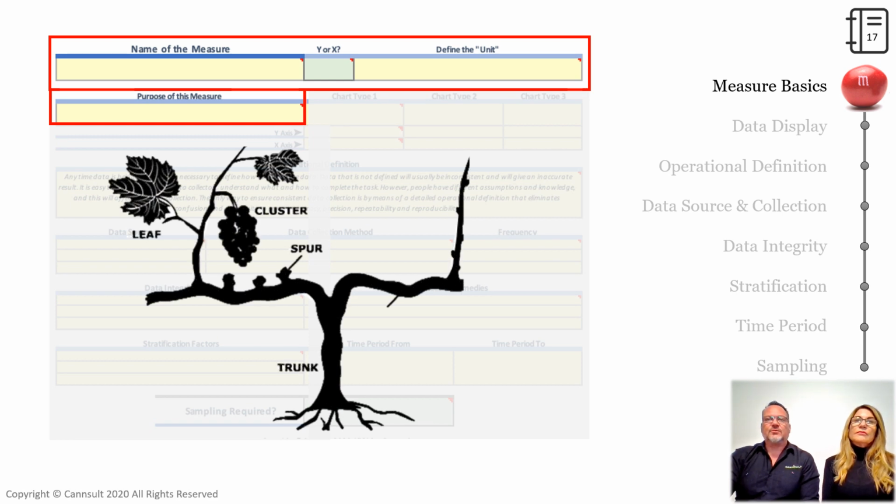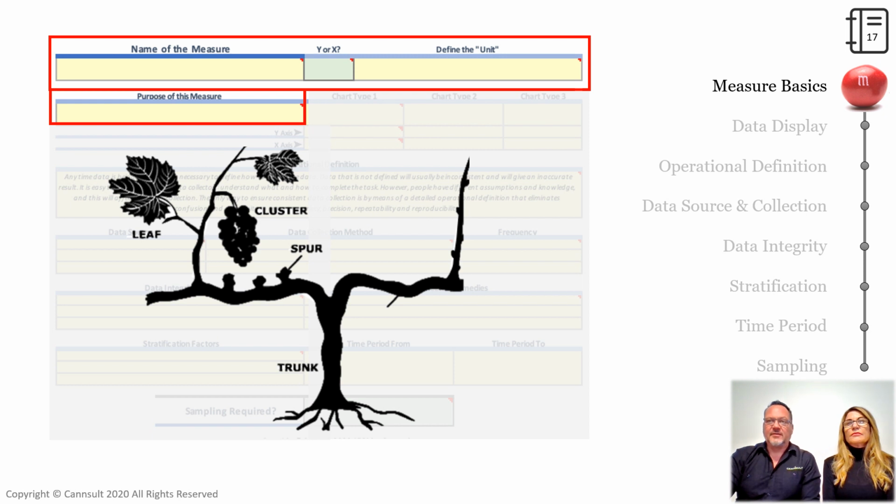If our question is what proportion of filled wine bottles are underweight, our measure might be proportion. And when we are defining the unit, we have to decide, are we counting individual bottles, cases, pallets, or another example, if we are the quality inspector for a potato chip factory and our measure is number of defects, there are many different units that we can study.